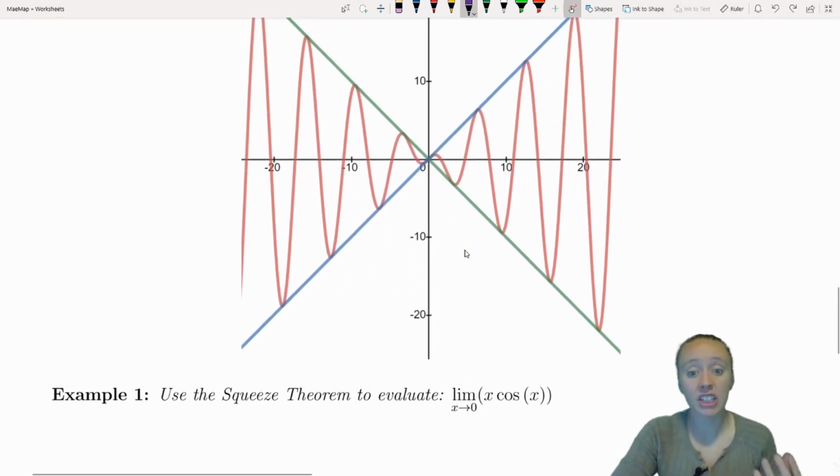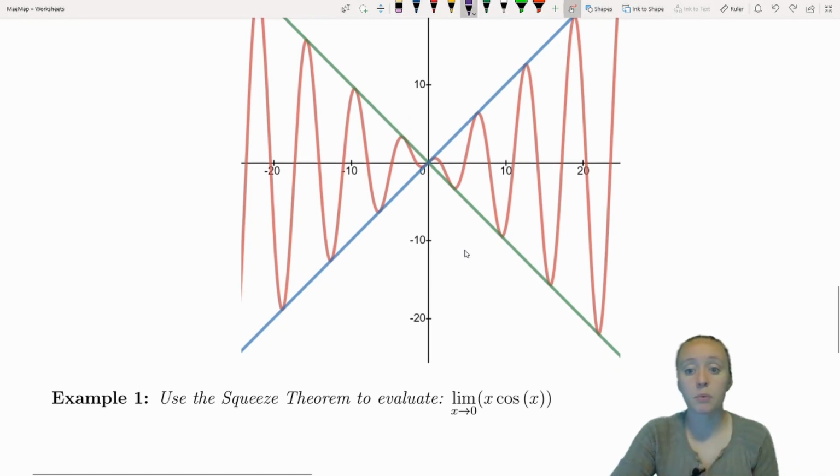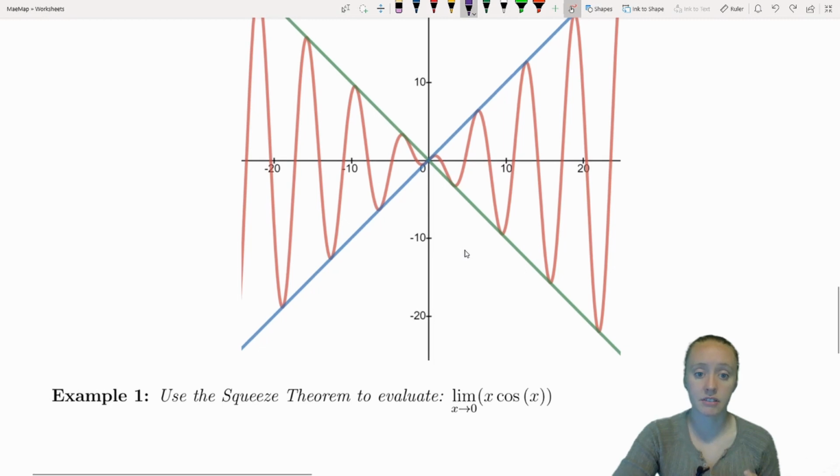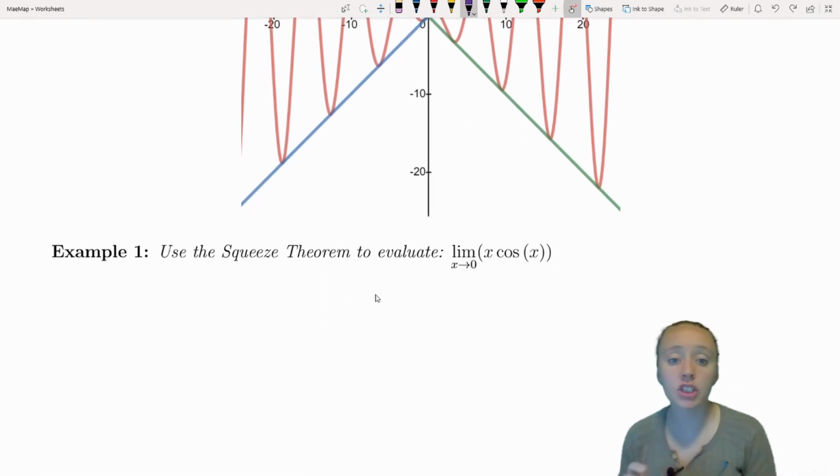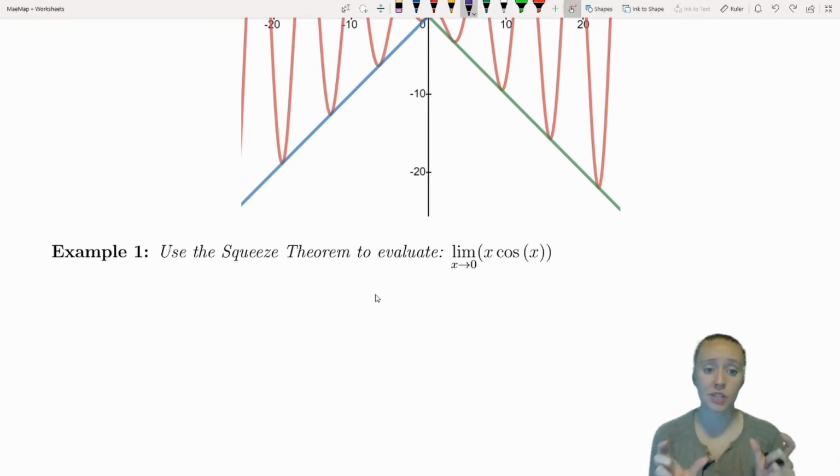And this graph actually happens to depict example 1, which we're going to use the squeeze theorem to evaluate the limit of x times the cosine of x as x approaches 0. So we need to figure out how to trap x cosine of x between two separate functions.